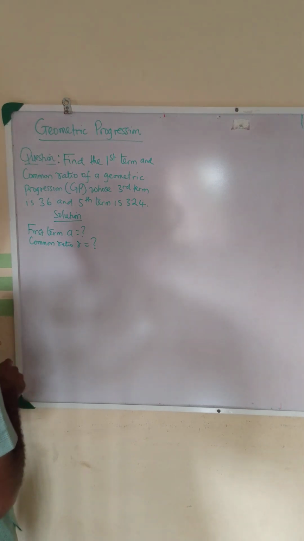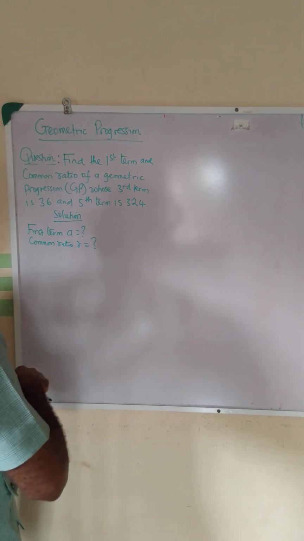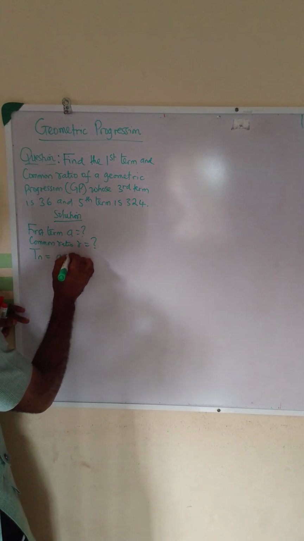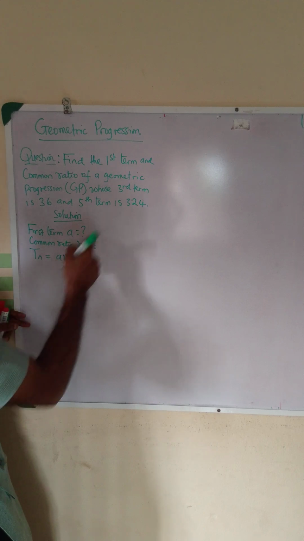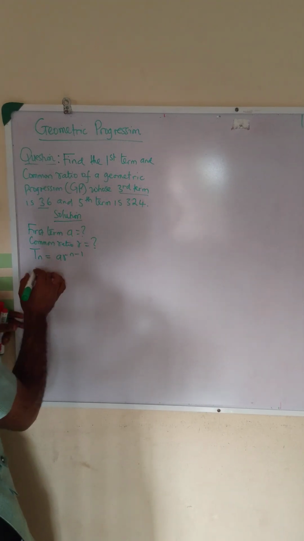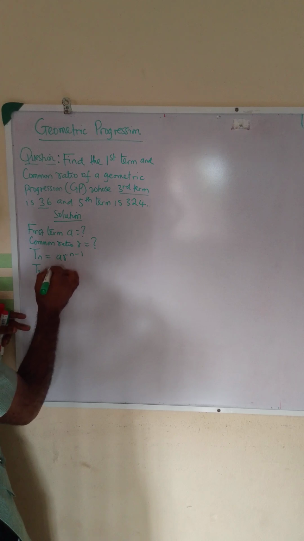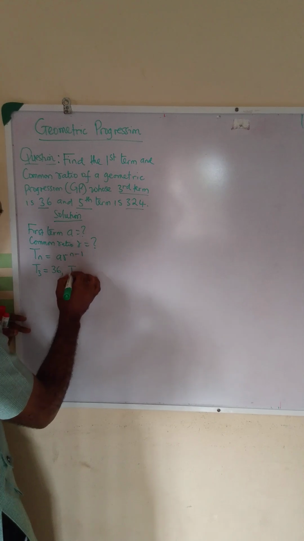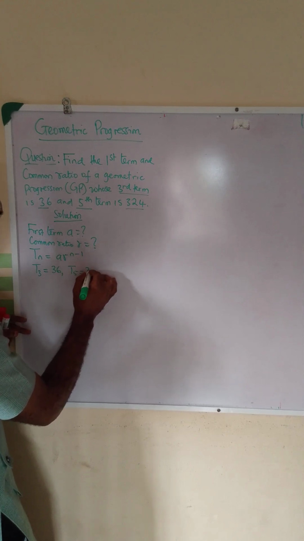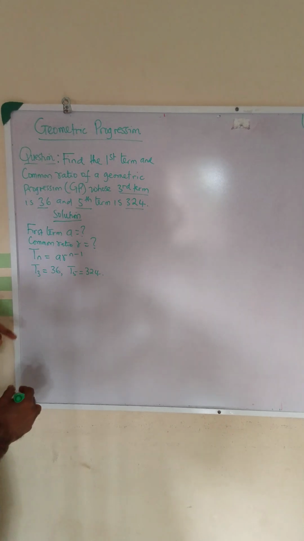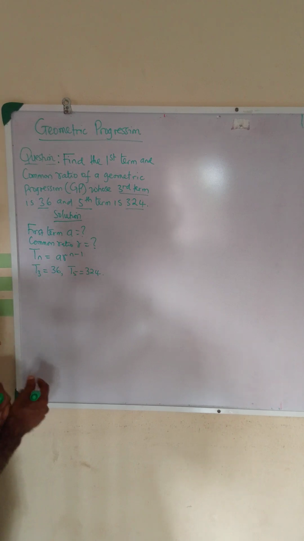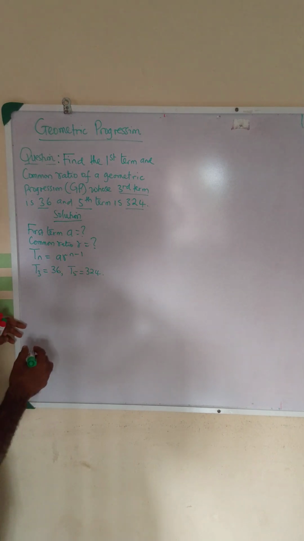Looking at this, the general formula for a GP is T_n equals A R raised to n minus 1. We've been told that the value of our third term is 36, so T3 equals 36, and the fifth term is 324, so T5 equals 324. This is how we are going to use the general formula, bringing in 3 to represent the third term, and then the fifth term. So our first equation is going to look this way.